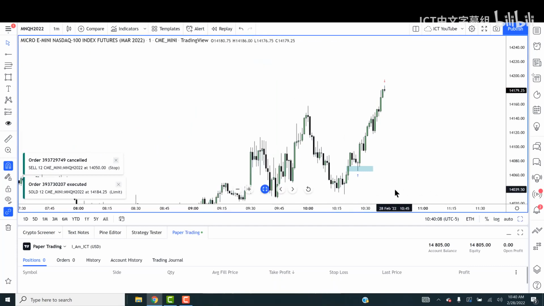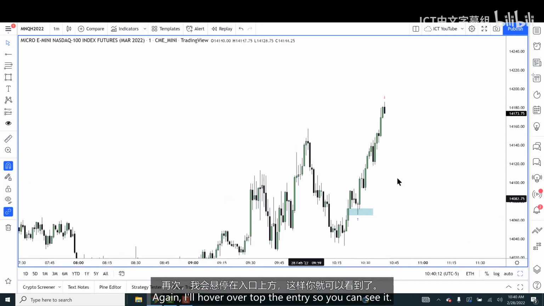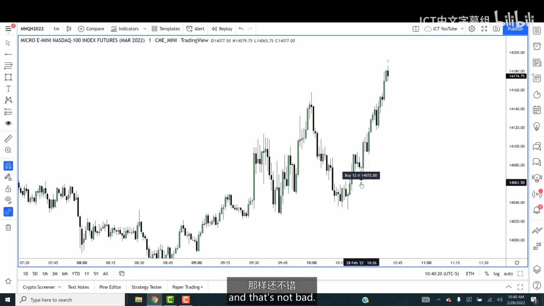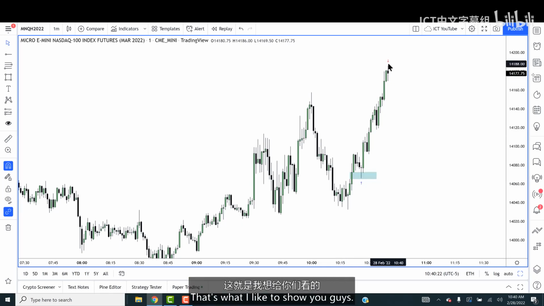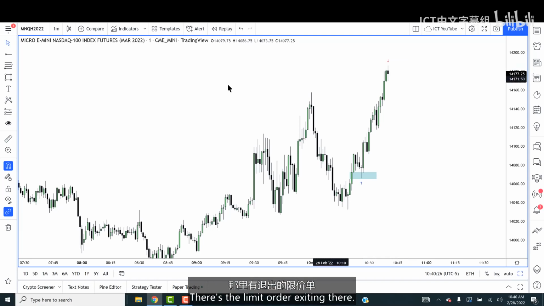Alright, there's the business. Limit order filled. Again, I'll hover over top the entry so you can see it. Alright, there is your entry. And that's not bad. It's the low candle. That's what I like to show you guys. And there's the limit order exiting there.